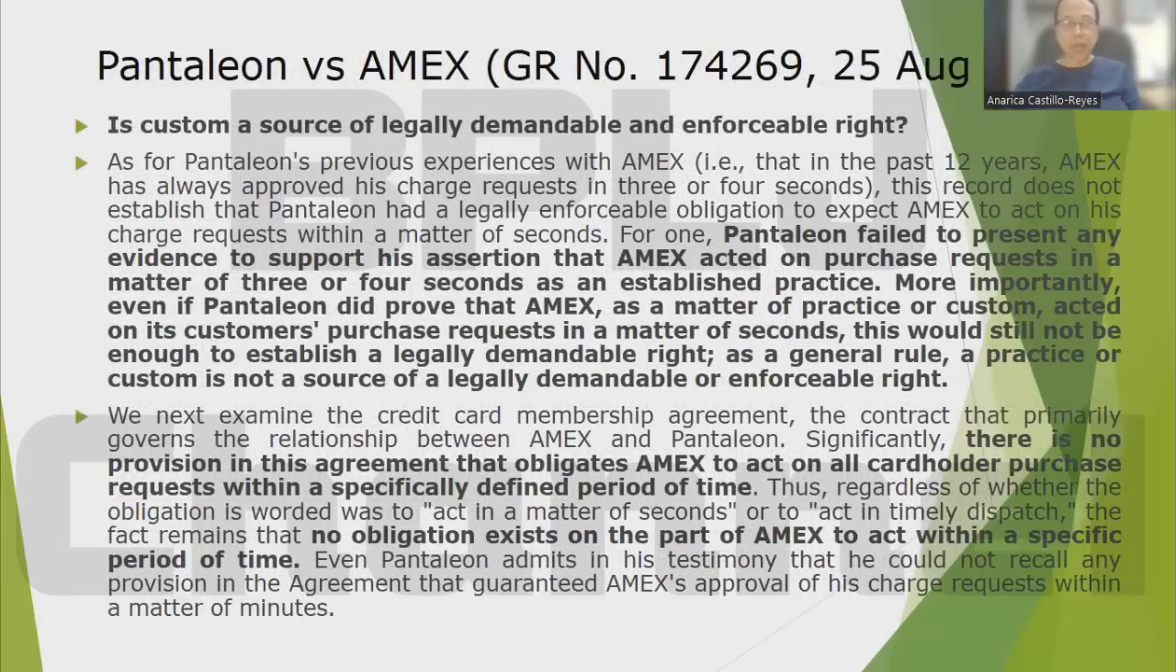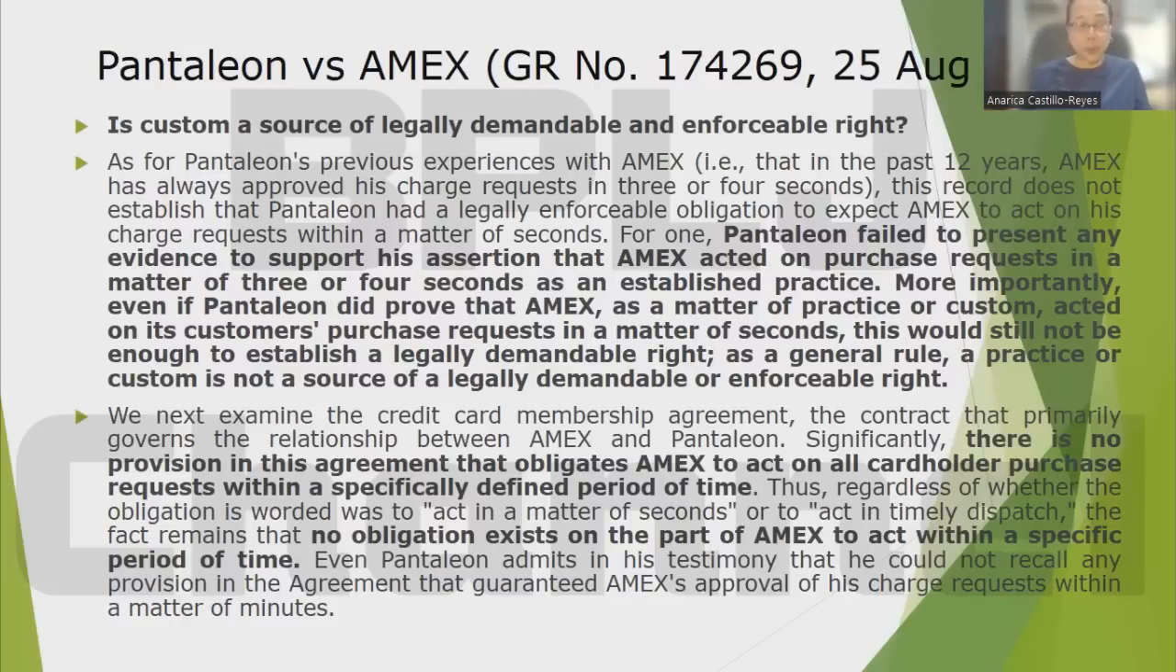Okay, Pantaleon versus Amex. Is custom a source of legally demandable and enforceable right? In this case, the court answered it in the negative. Why? Because they failed to establish the repeated acts, okay, that transpired over time. Because this case involves an issue on whether the time which elapsed for acting on a purchase request can be considered as a legally demandable right.